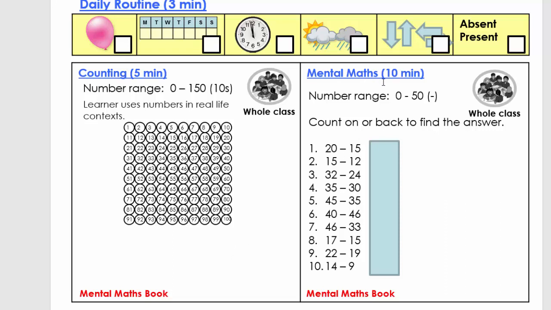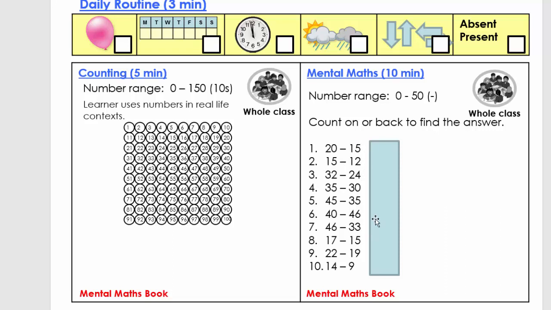Okay, let's then go to the mental maths for the day. So we're going to see how quick we can find the answer. We can still count backwards, but we try not to do that. So we're going to say 20 minus 15, 15 minus 12, 32 minus 24.